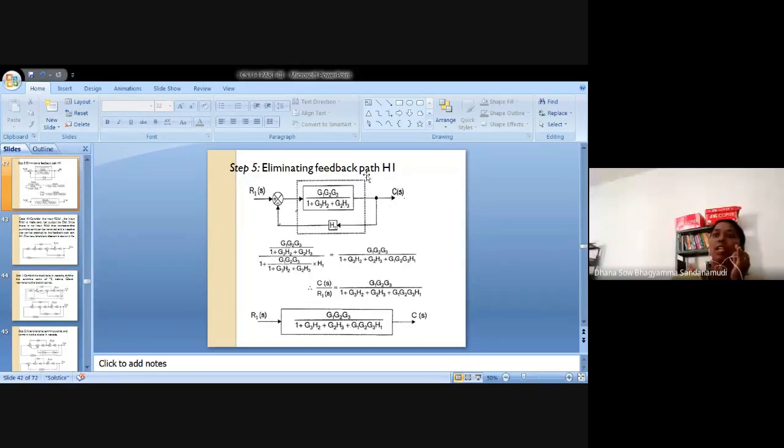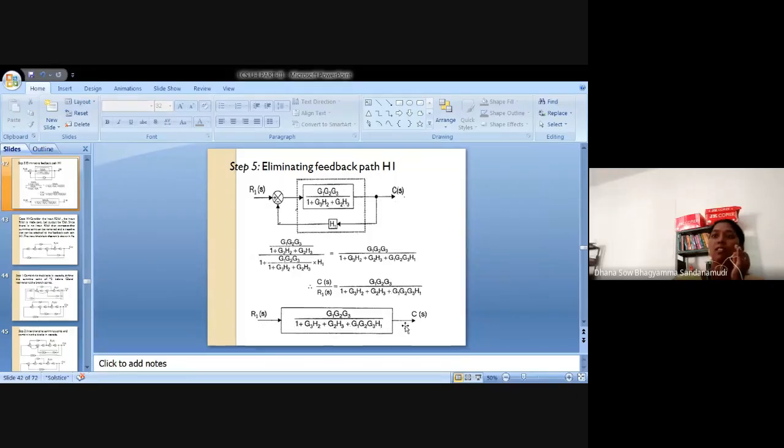Okay. So eliminating the feedback path, I will get this equation, this whole magnitude by 1 plus this whole magnitude into H1. So I further simplify it. I'll get this equation like this. So R1 of S, C of S, I will get this. So what is my transfer function? C of S by R1 of S is equal to, here I have written, transfer function C of S by R1 of S is equal to this equation. Okay. This is my transfer function.